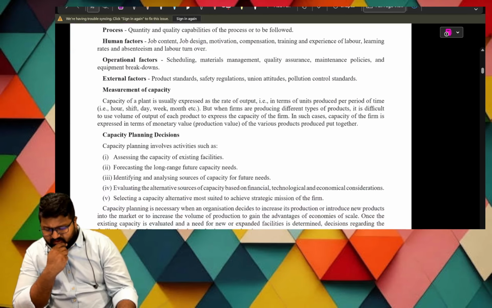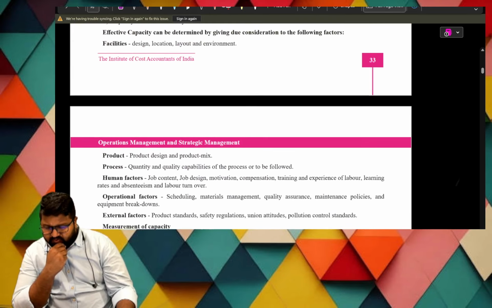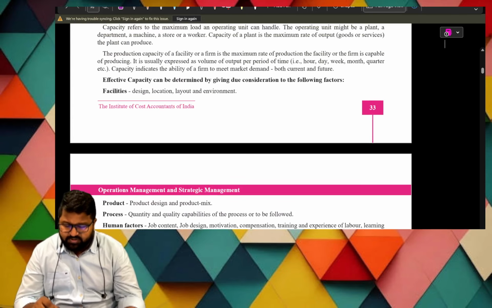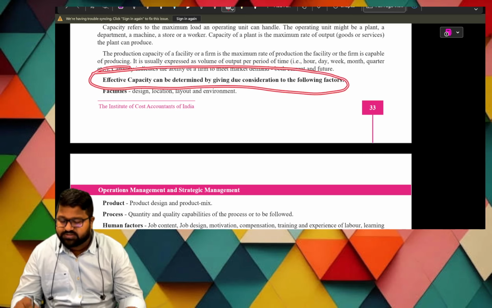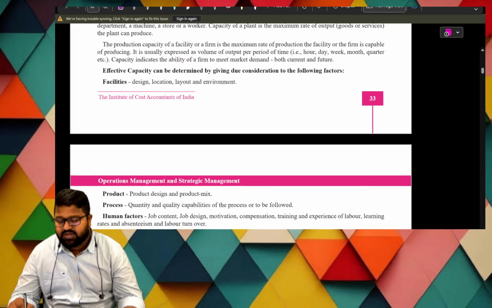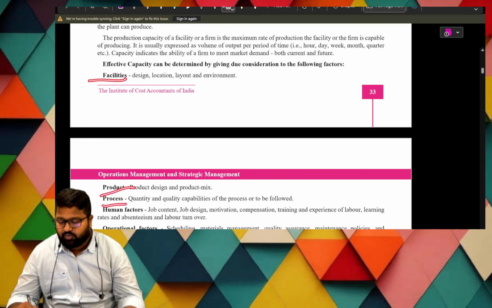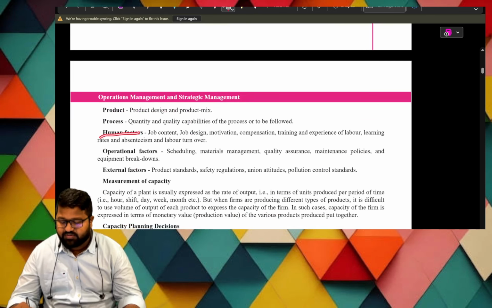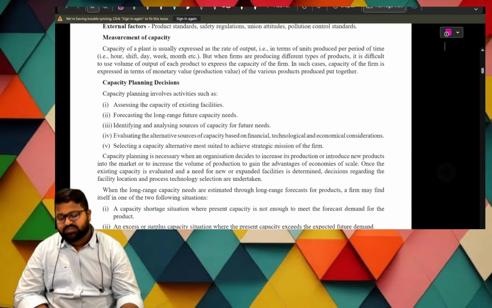the other things are not that much important, buddy. Also, design capacity and effective capacity can be determined by the following factors. This can be an expected question. Effective capacity depends on a few things: facilities, product, process, human factors, operational factors, external factors, and measures of capacity. You can expect questions on these things, buddy.